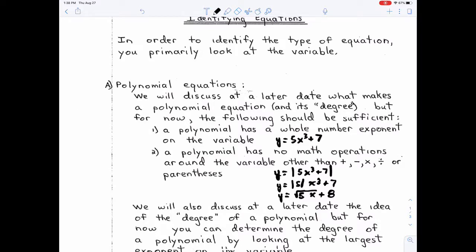The square root of 5x, that whole thing, plus 8. Then that would not be a polynomial because it's got a radical symbol over the x. Okay. And again, I'll say plenty of this: you don't need to write these examples down.